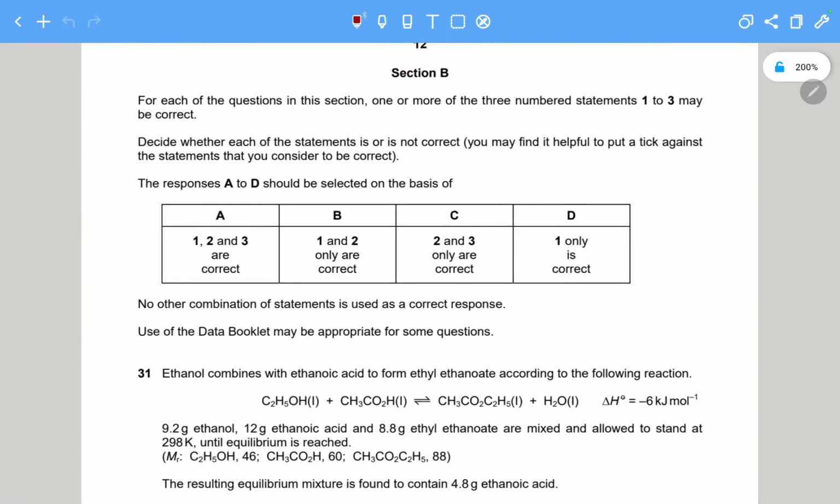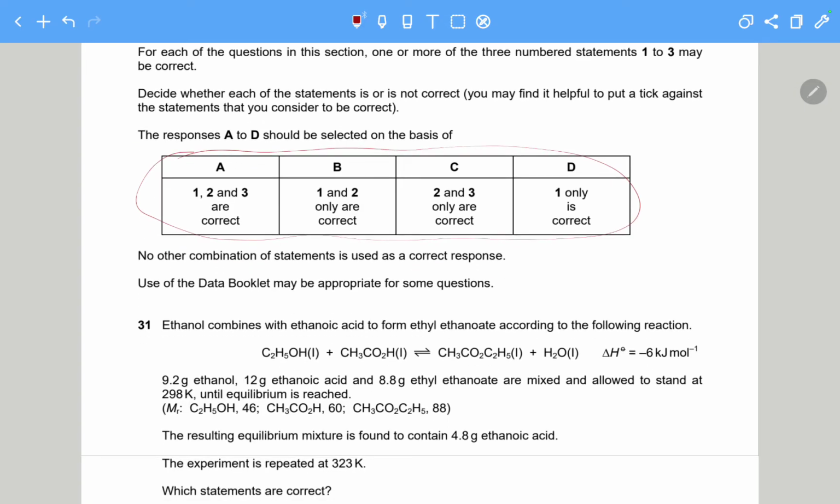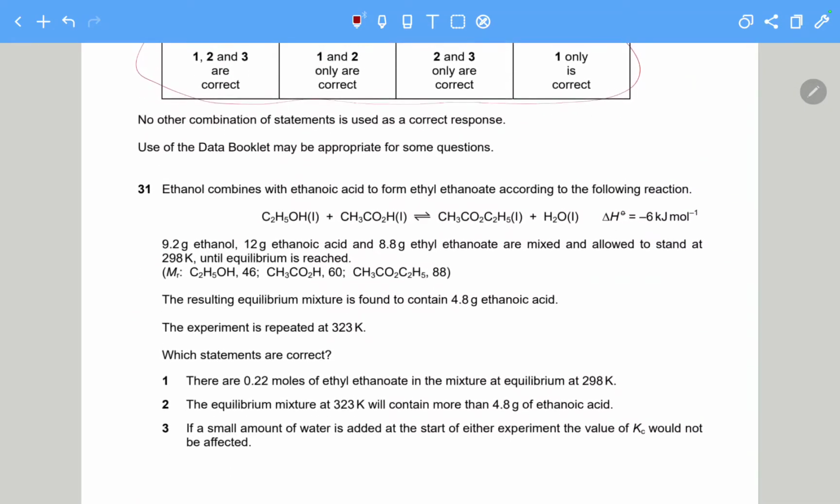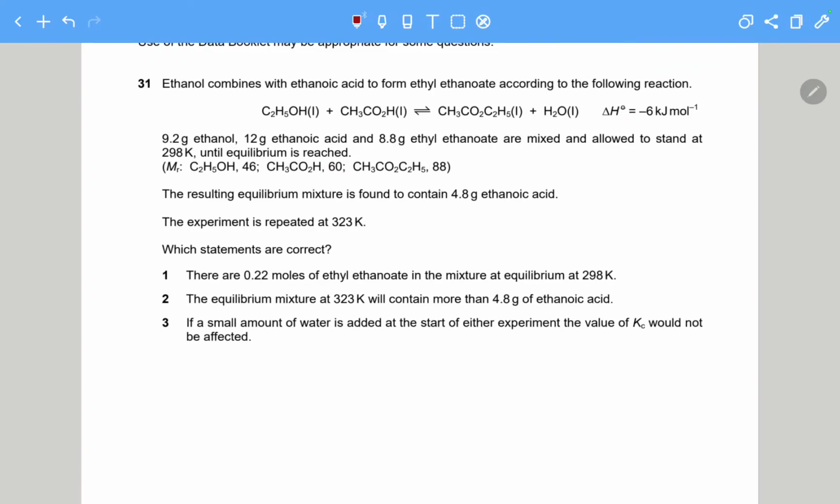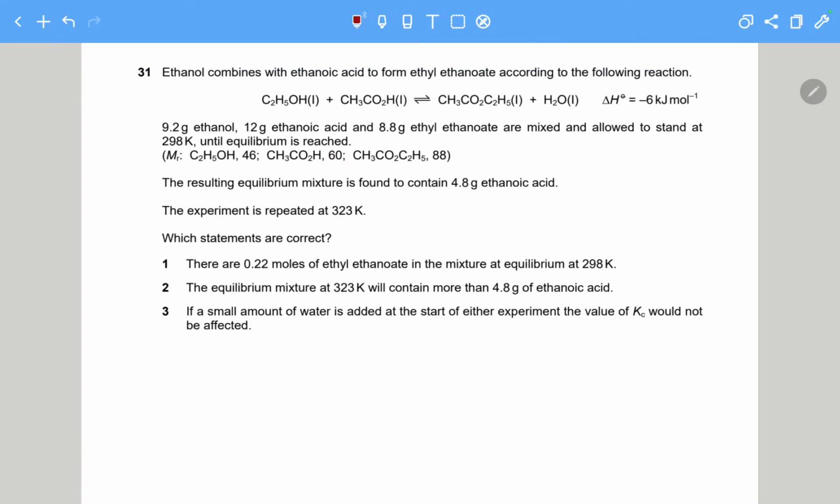So we move on to section B. They have a set of rules here for answering the questions. I don't know if this is still valid, if they still ask questions like this, but anyway, we'll go through them. So question number 31.